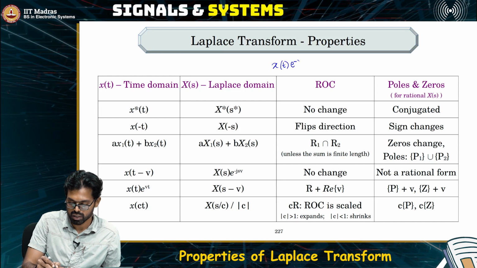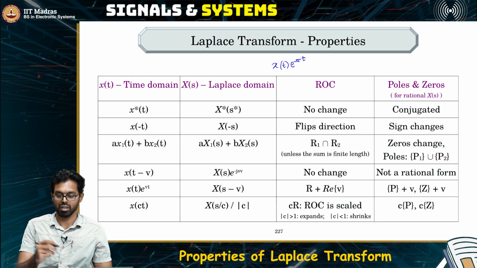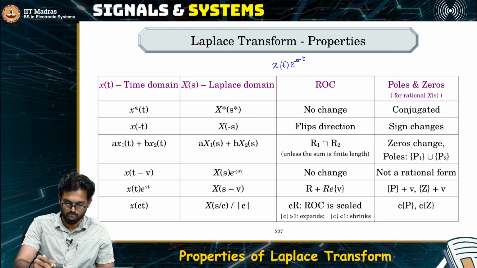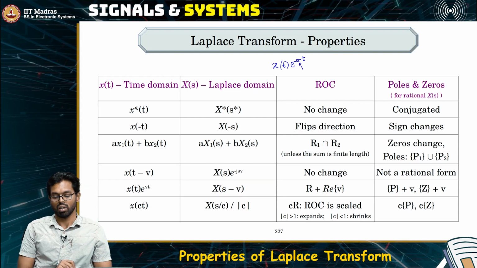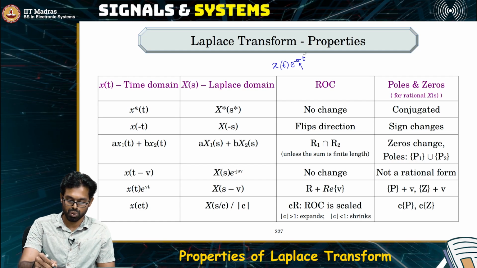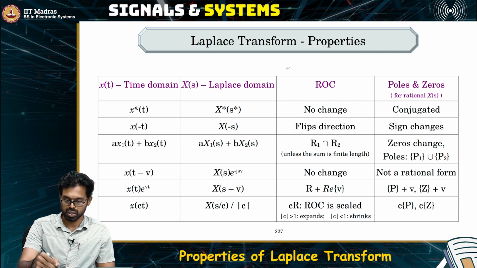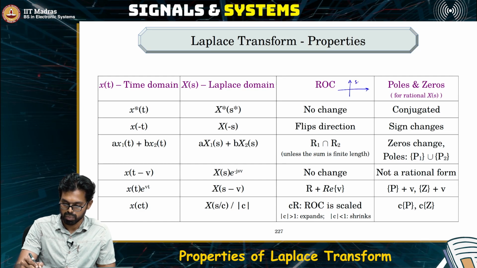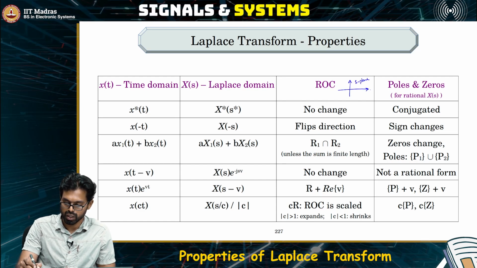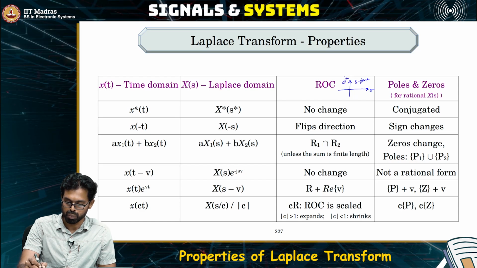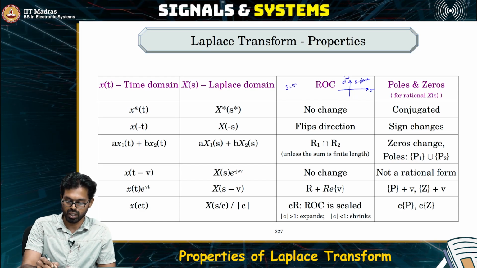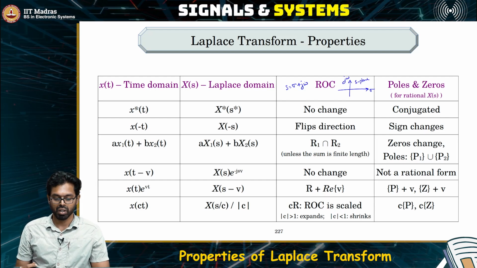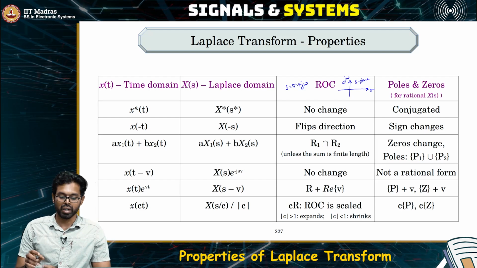x of t e power minus sigma t, right? So where does this Fourier transform exist? For what values of sigma does this Fourier transform exist? Those set of values give us the ROC, which is the region over the S plane. The S plane is nothing but sigma and j omega put together. So the ROC keeps changing whenever some changes are made to the signal.